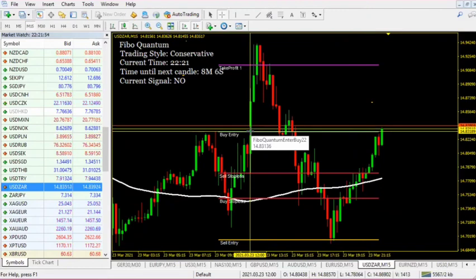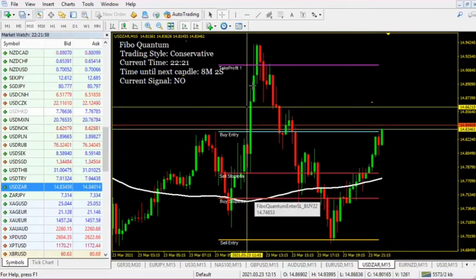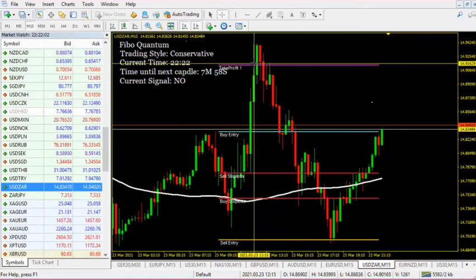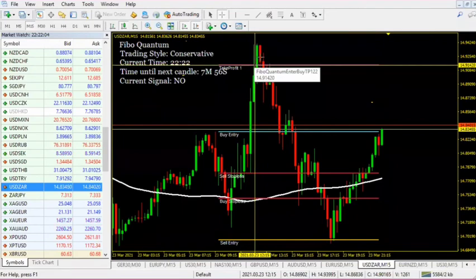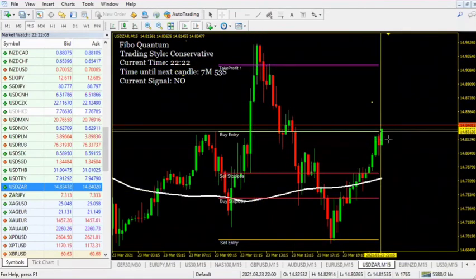And then as you can see, I opened up a trade there, and then I used the stop loss where it says buy stop loss, and then I used the take profit 1. As you can see, the price went up and then it hit the take profit 1. Then after that, it just retraced, and now it's coming back to the buy entry.